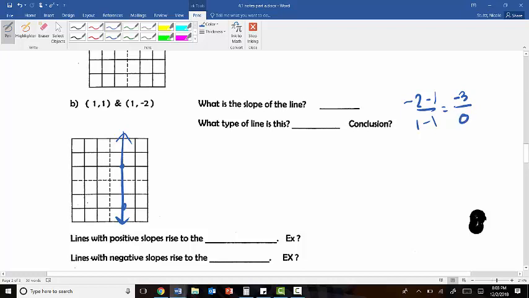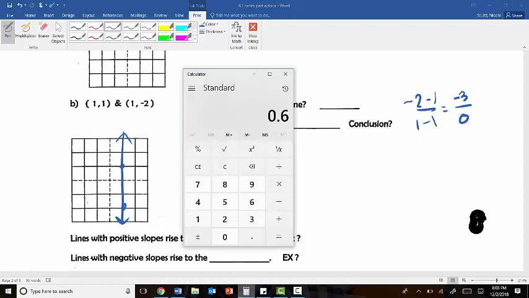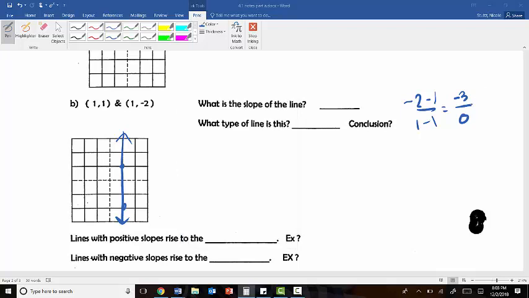Now look what happens when you try to do that in the calculator. So we'll just do 3 divided by 0 because it's the same situation. 3 divided by 0. We get an error, right? It doesn't give you a number. It says cannot divide by 0. So when that happens, we have no answer we can write. We actually write undefined.